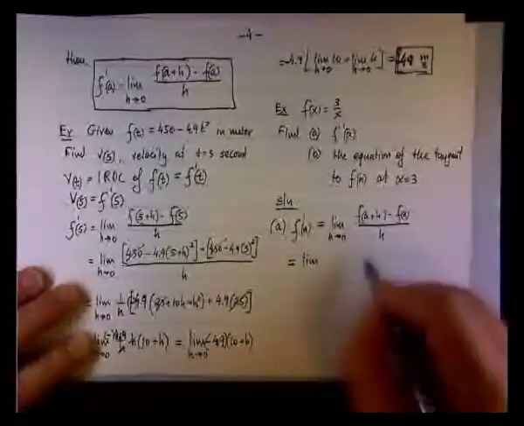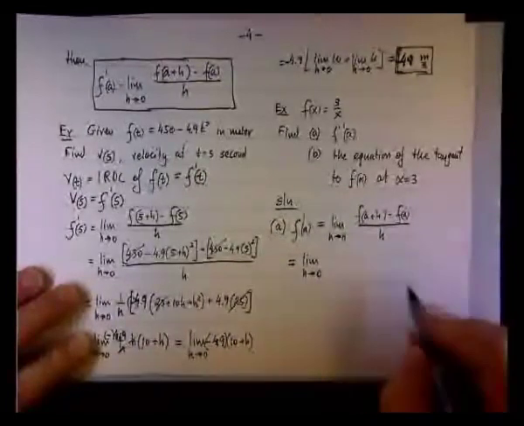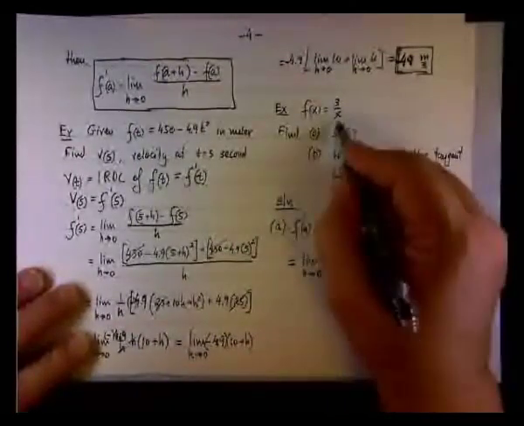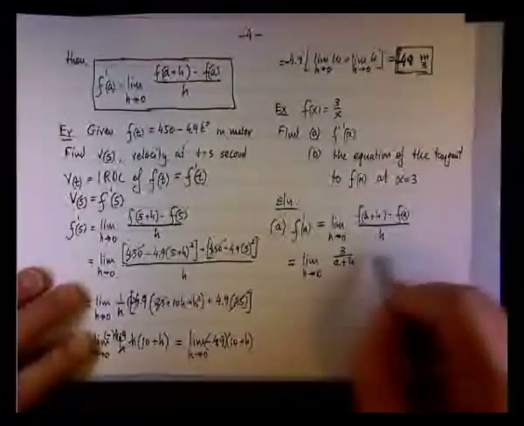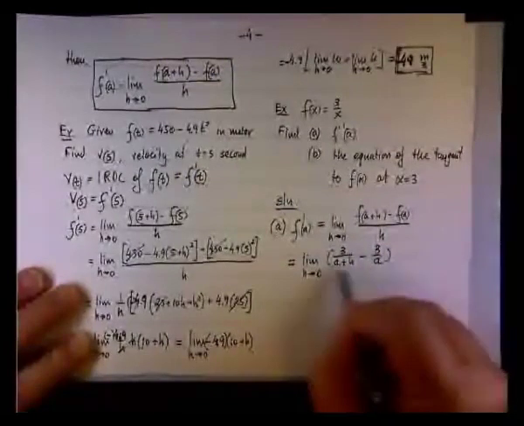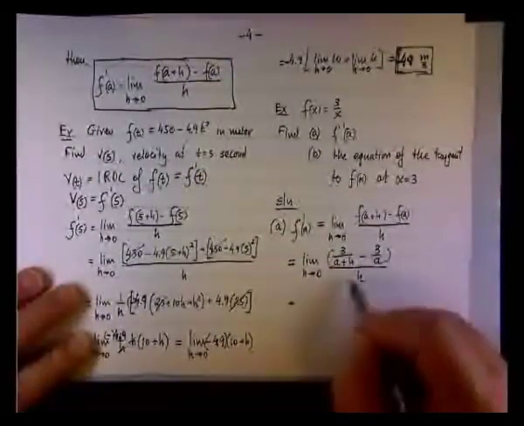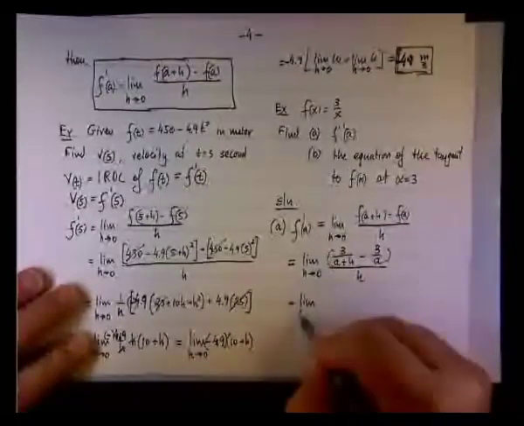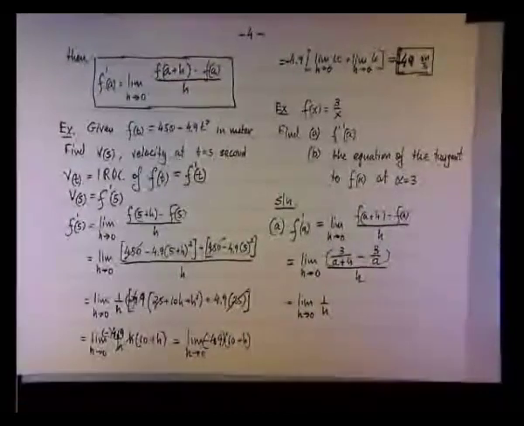First of all, let's replace the specific function. So the limit as h approaches 0. f of a plus h will be 3 divided by, instead of x, a plus h. And f of a, of course, is 3 over a. And this is the numerator. The denominator is still h. So again, instead of dividing by h, I'll multiply by the reciprocal, 1 over h, to save me a long fraction bar, like so.